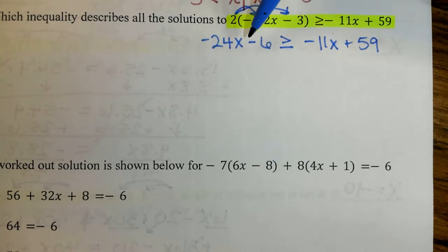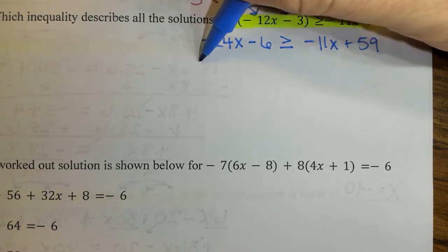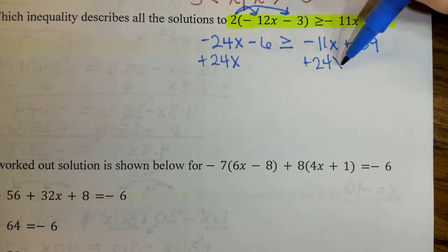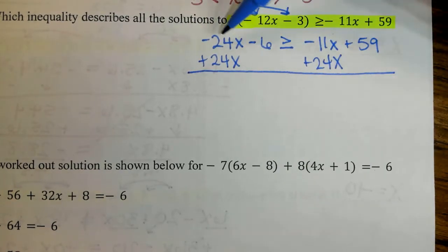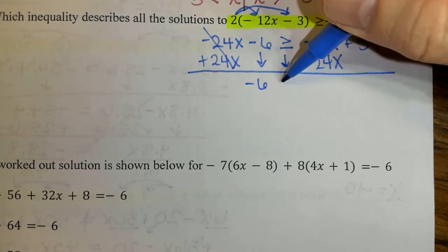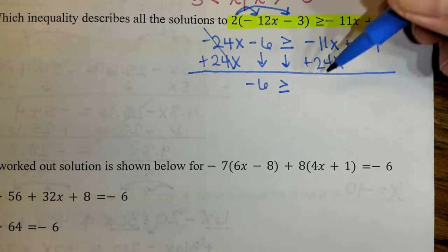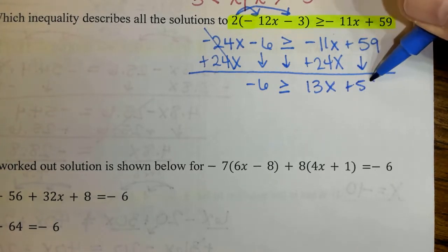All right, I cannot combine like terms. They're on different sides, so I'm going to move all my x's to the same side, move all my numbers to the other side. My smallest x is the negative 24, so I'm going to do plus 24x on both sides. And that's 0. I bring down my negative 6, bring down my sign. 24 minus 11 is 13x. Bring down my plus 59.